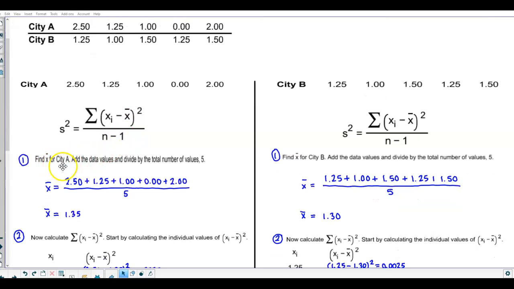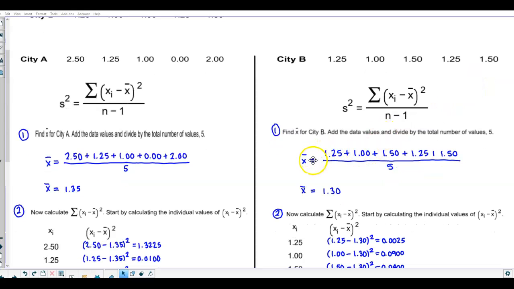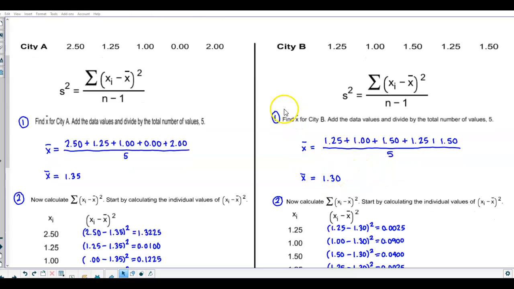Now the sample mean for city A: we have to add the data values and divide by the total number of values, which is 5. So when we add up those 5 values and divide by 5, we get a sample mean of $1.35. Likewise, for city B, we're going to do the same thing. We have 5 data values. In order to find the sample mean, we're going to add all 5 of those up and divide by 5. And over here, we get a sample mean of $1.30.